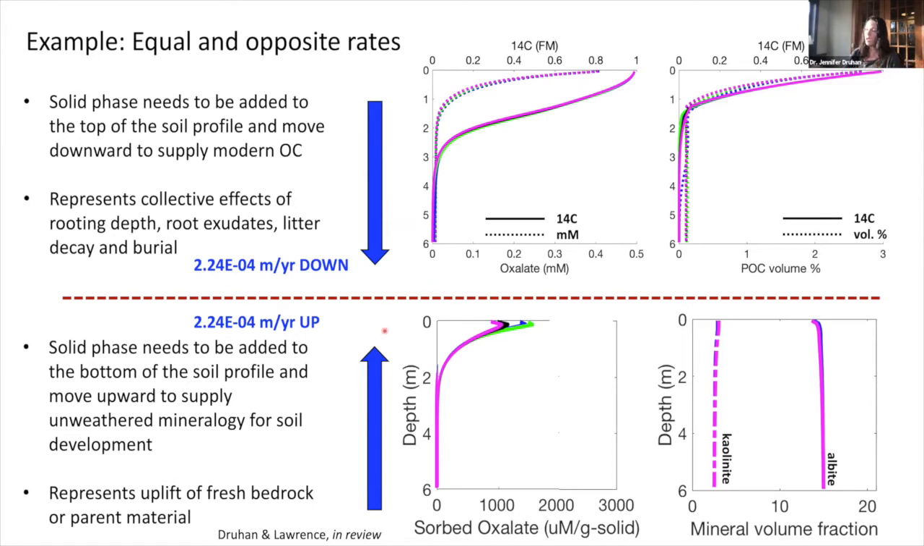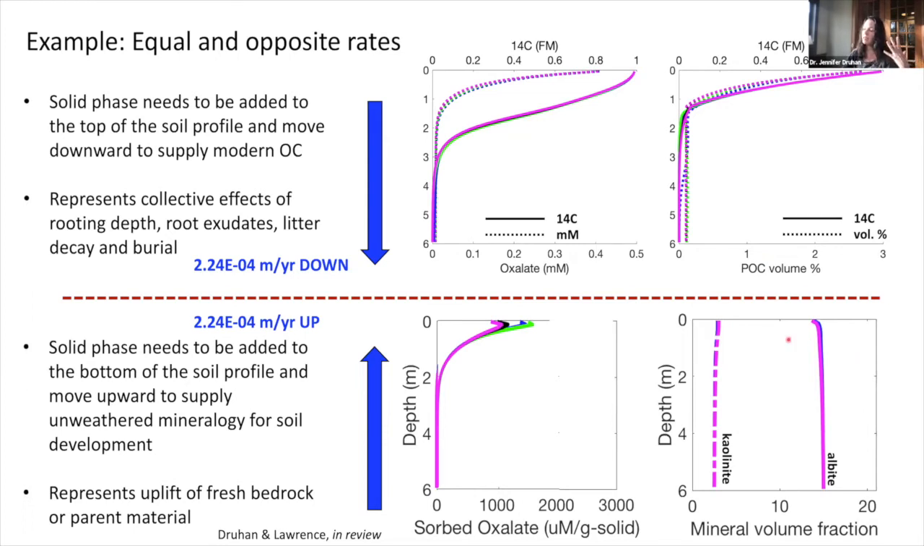Except that when I make the uplift or supply of mineral phases equal and opposite to that, I am essentially blowing bedrock right up to the surface of this model. There is no capacity for this model to form soil. It's just moving too quickly. So it's as if there's no soil there.